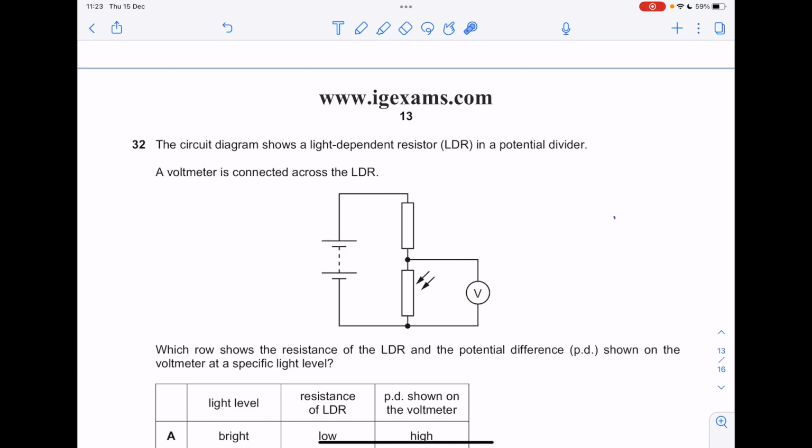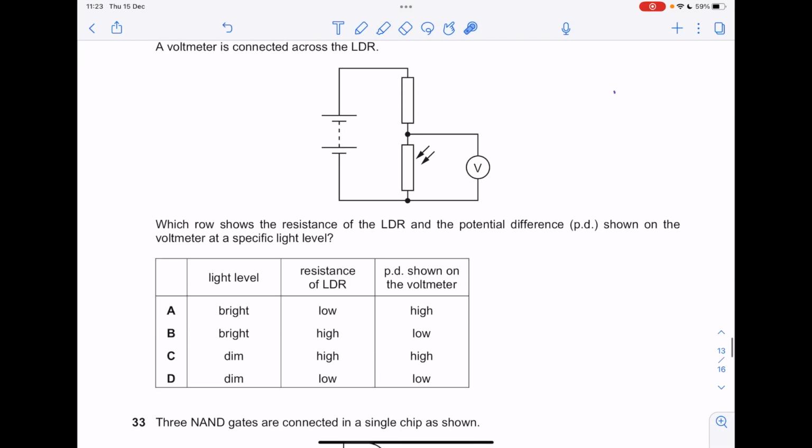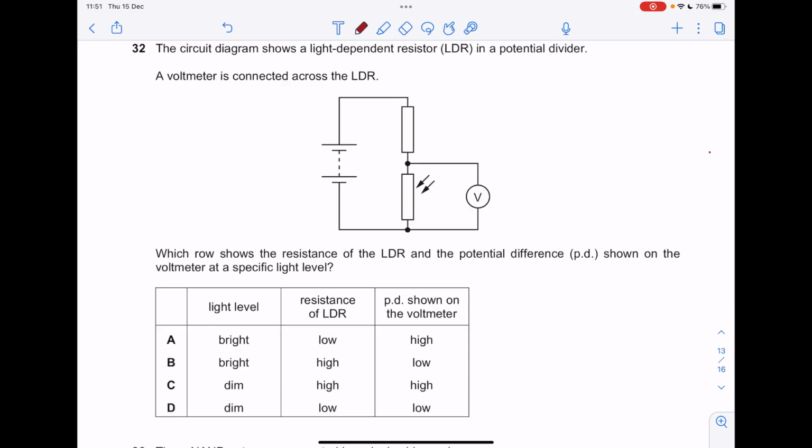The circuit diagram shows an LDR in a potential divider. A voltmeter is connected across the LDR. So there's your light-dependent resistor. Which row shows the resistance of the LDR and the potential difference shown on the voltmeter at a specific light level? So the first thing to be aware of with an LDR is that as light intensity increases, resistance decreases. So this is correct. If it's bright, then the resistance is low. If it's dim, then the resistance is high. So we can get rid of B and D immediately. But now we need to narrow it down between A and C.